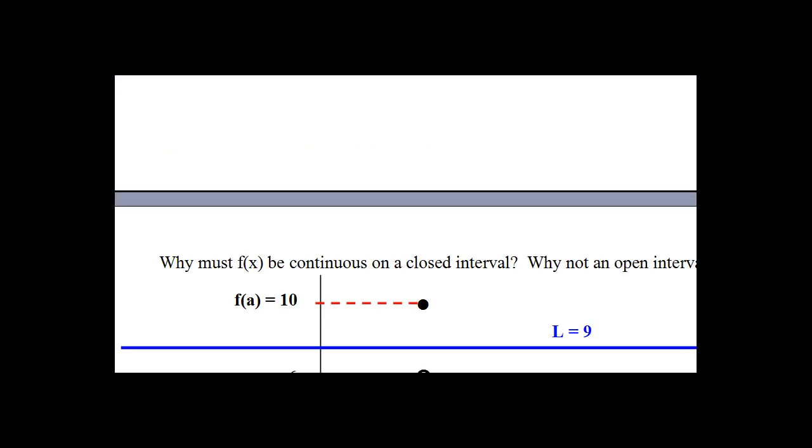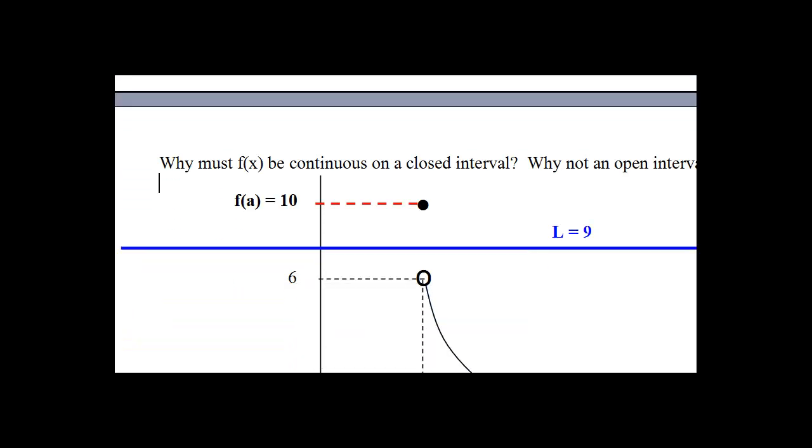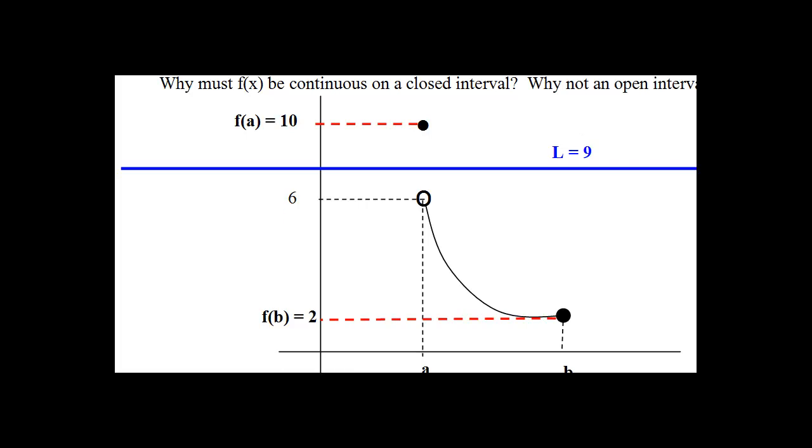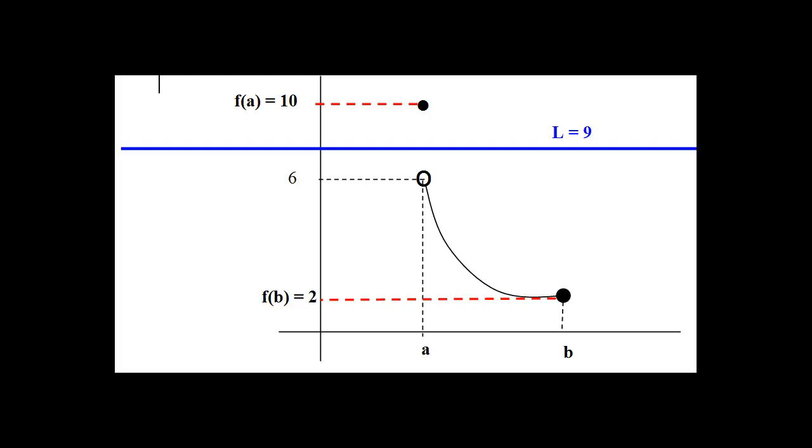Why must f(x) be continuous on a closed interval? Why not an open interval? Suppose we were allowed to use an open interval. In this picture, we try to prove that our function f crosses L equals 9 somewhere between a and b. Notice that f is continuous on an open interval (a, b). Notice also that L is between 2 and 10, and yet f still does not cross L somewhere between a and b. Here we have a contradiction.